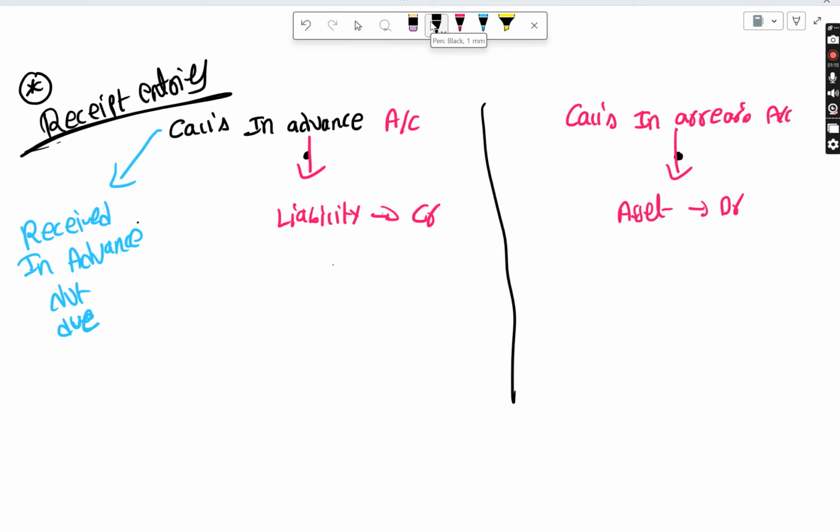Let's just say we are in February right now. The same example here also. In our previous example, for Ram, in the stage of allotment only, we received the first and final call. For allotment it is calls in advance. But when we are actually collecting the first and final call, what should we do? Did you get my point? What I'm trying to say?